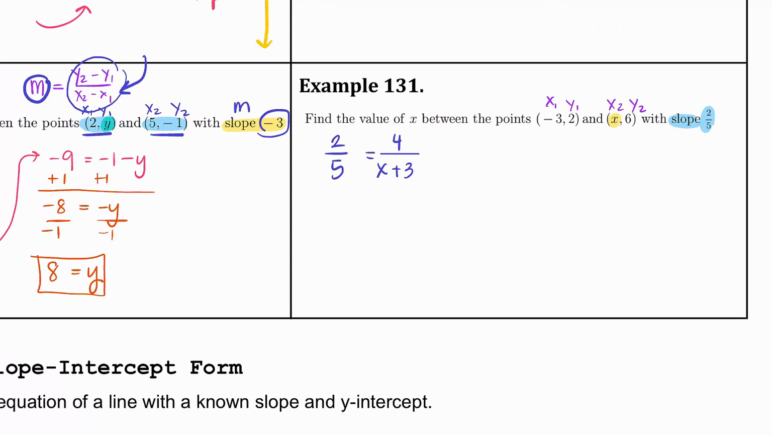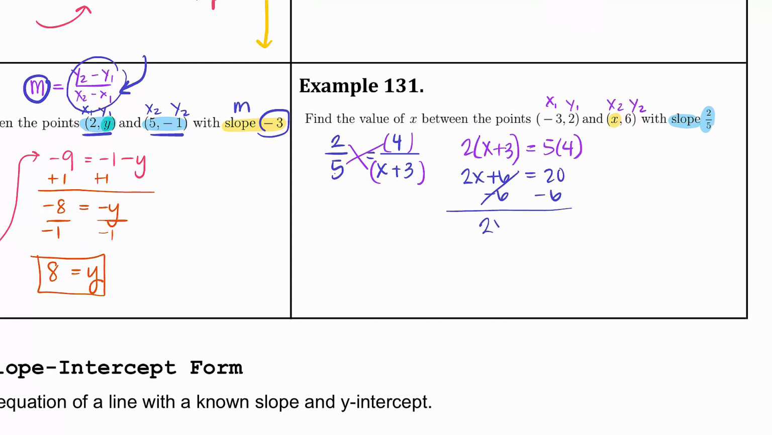Okay, and you might remember when we're solving equations where we have a fraction set equal to a fraction, we call that a proportion. So I'm going to go ahead and just cross multiply, and then we'll solve from there. So I have 2 times x plus 3 equals 5 times 4. Let's just solve from here. We get 2x plus 6 equals 20. Start isolating your variable. We get 2x equals 14. If we divide by 2, we get x equals 7. So that's how we can use our slope formula to find a missing value of our ordered pair.